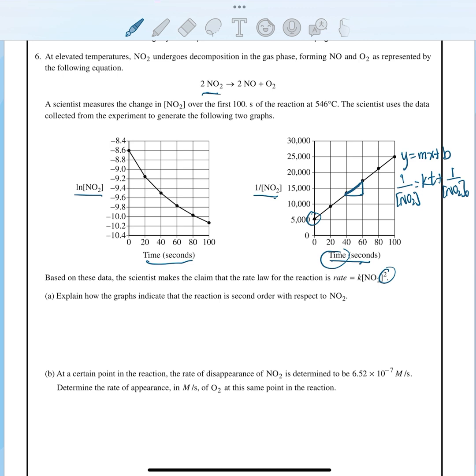All right, so this is second order because this 1 over NO2 versus time graph shows a linear positive slope, which is characteristic of that second order.